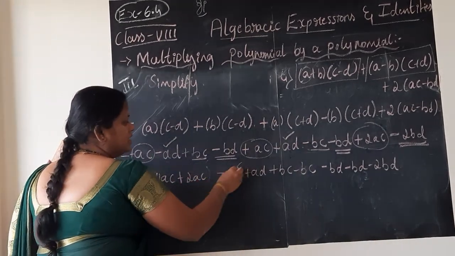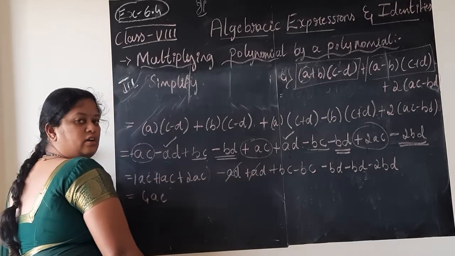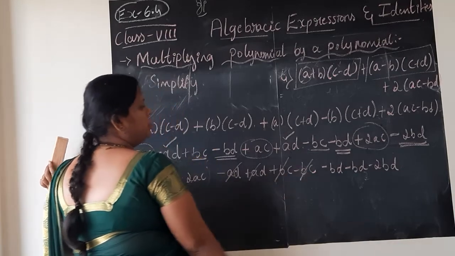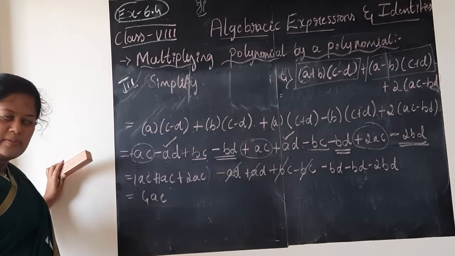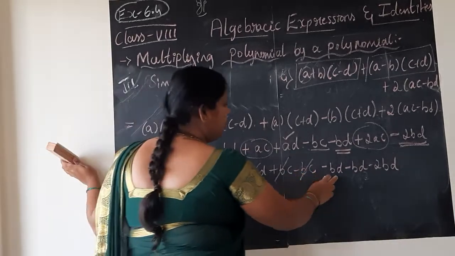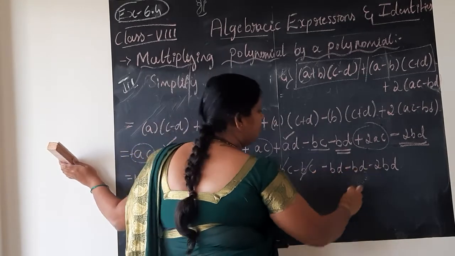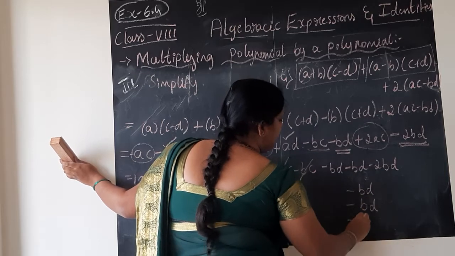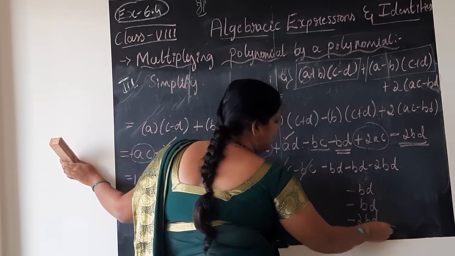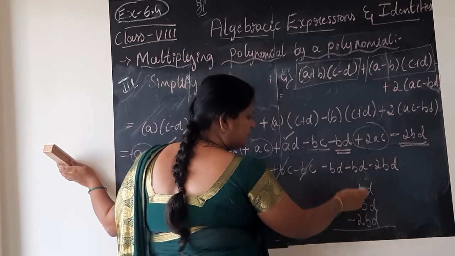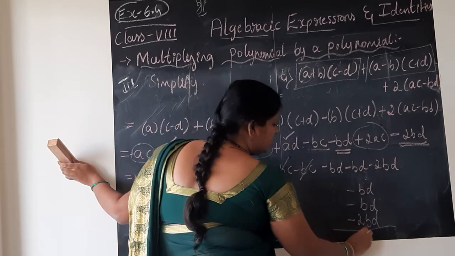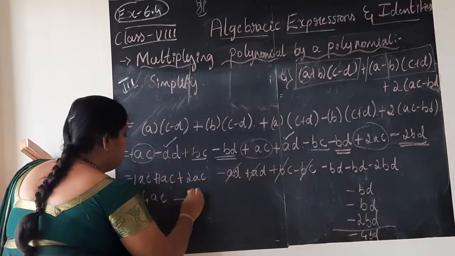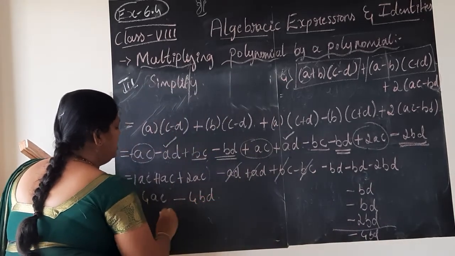Minus AD plus AD. See, I can cancel it off. Plus 1 minus 1 gets cancelled. Similarly, plus BC minus BC also gets cancelled. Now I am left with only BD terms. Minus BD, minus BD, minus 2 BD. It is like minus BD, minus BD, minus 2 BD. Minus minus minus means add. 1 plus 1 plus 2 is 4. BD as it is since addition with minus sign. Minus 4 BD we got.